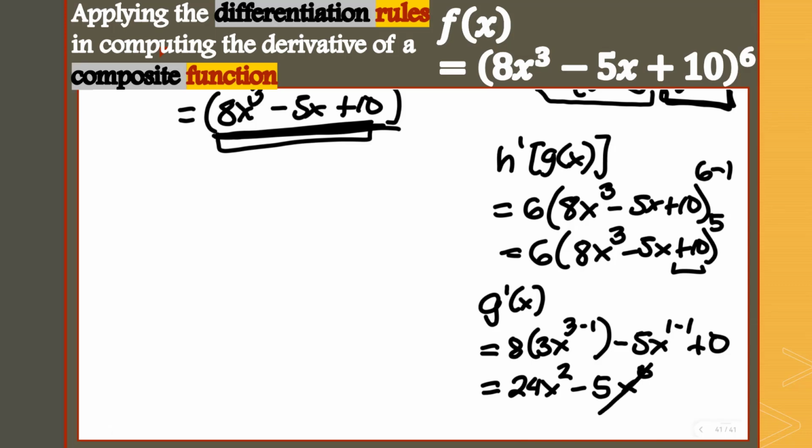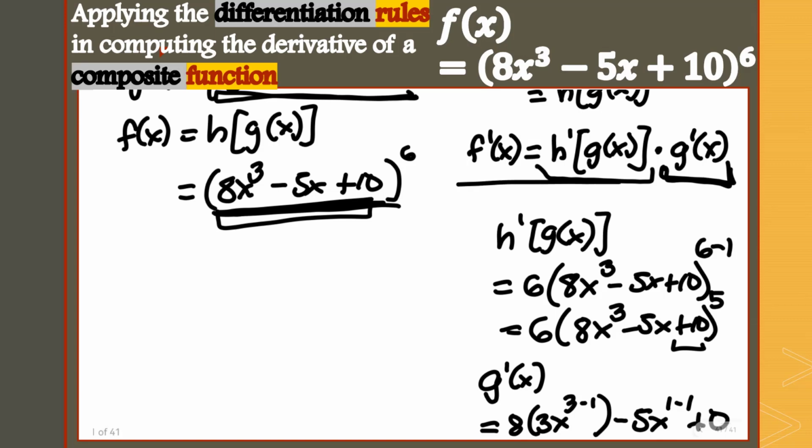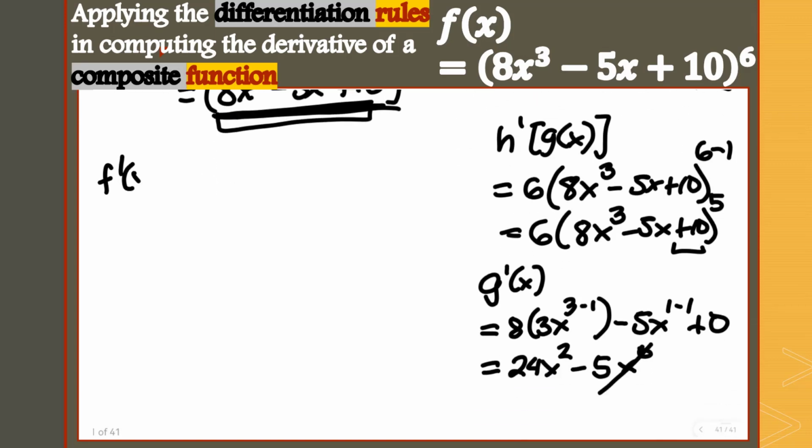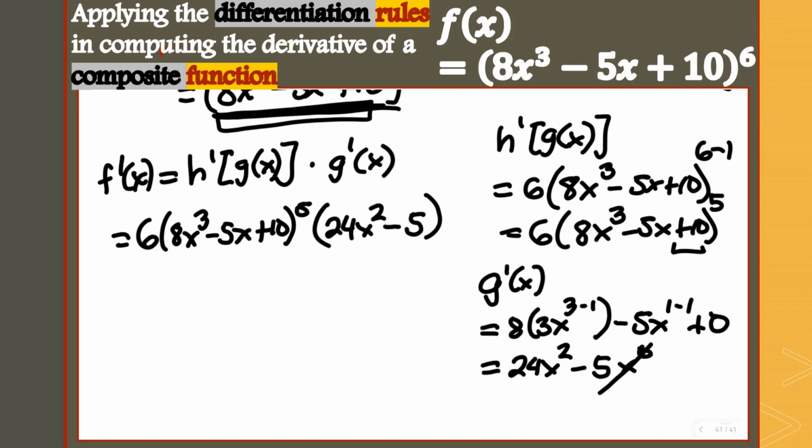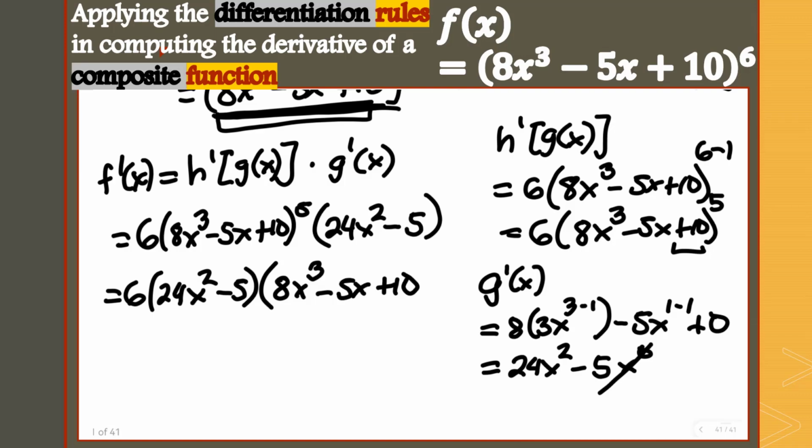With this now in mind, using again the formula for the derivative of a composite function using the chain rule, so I'm rewriting it here, times the derivative of g. You will have this final form, 6 times 8x cubed minus 5x plus 10 raised to the power of 5, times 24x squared minus 5. Simply rearranging them, you can have here 6 times 24x squared minus 5, then you will have here 8x cubed, because multiplication is commutative, minus 5x plus 10 raised to the power of 5.